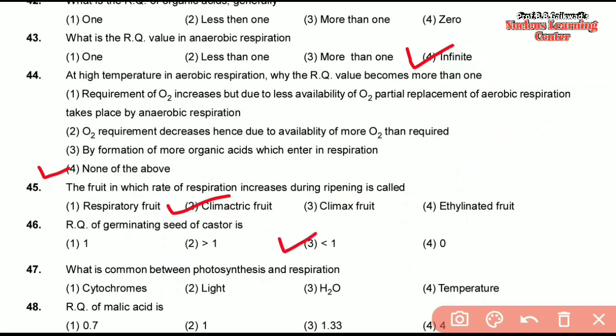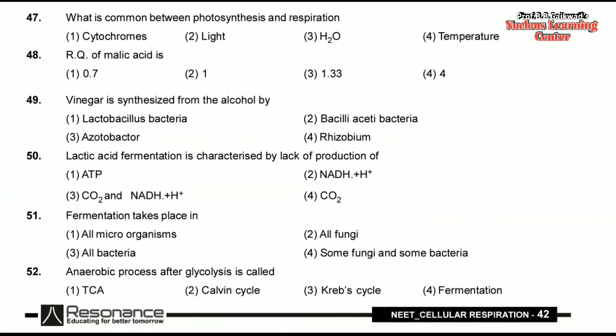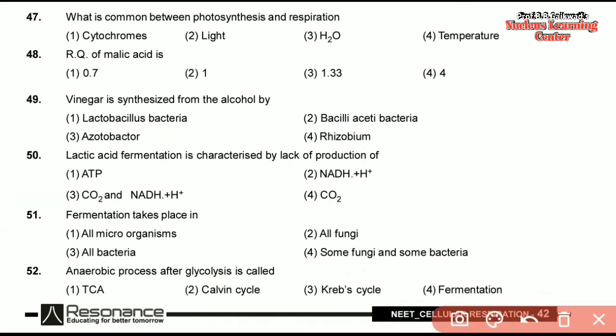Okay. Then 47 number MCQ is, what is common between photosynthesis and respiration? So common between photosynthesis and respiration are the cytochromes. Electron transfer or electron carriers are common for both photosynthesis and respiration. Next MCQ 48 number, RQ of malic acid. Malic acid is an organic acid, and for organic acid the RQ is always more than 1. So obviously answer is 1.33.